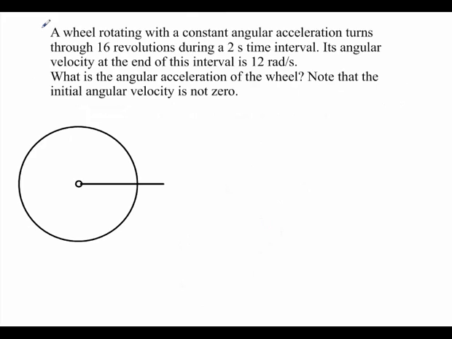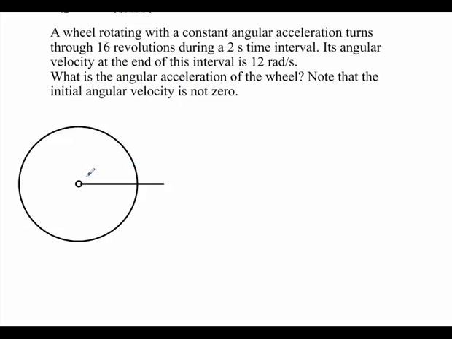Okay, I want to work a few problems. I think by working some problems it'll clarify the rotational kinematics. First problem, I have a wheel rotating with a constant angular acceleration. It's going to turn through 16 revolutions during a 2-second time interval. Its angular velocity at the end of this time interval is 12 radians per second. What is the angular acceleration of the wheel? Note that the initial angular velocity is not 0.